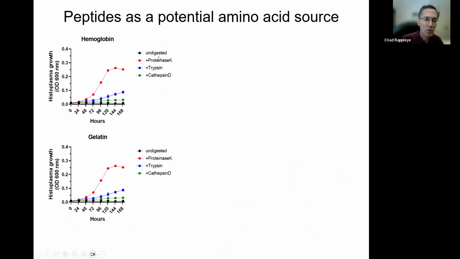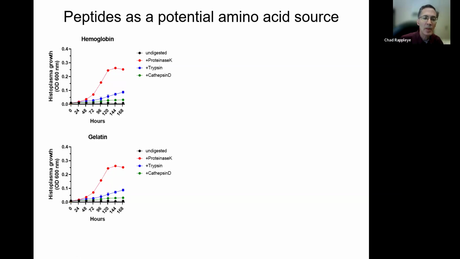into smaller and smaller peptides to see if they would facilitate the growth of Histoplasma yeast. So first to note here is that the black bars represent hemoglobin in an undigested form as well as gelatin in an undigested form. And Histoplasma yeast cannot use intact proteins as a nutrient source. However, if you use proteases like cathepsin D, trypsin, and protease K, you can see that now Histoplasma is able to utilize some of those peptides produced as its nutrient source.